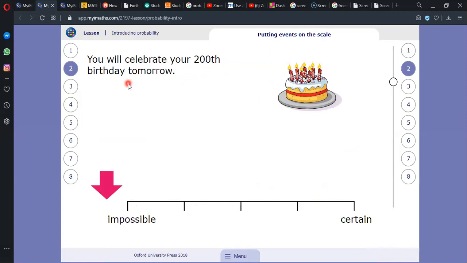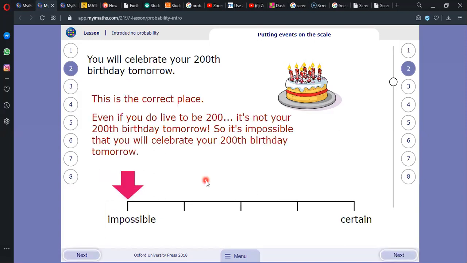Students, is any one of you turning 200 tomorrow? Of course not. Even if you are going to live up to 200 years, you cannot be 200 tomorrow. So definitely this event is impossible. So this is the correct place to put your pointer on your probability scale. So it's impossible that you will celebrate your 200th birthday tomorrow.